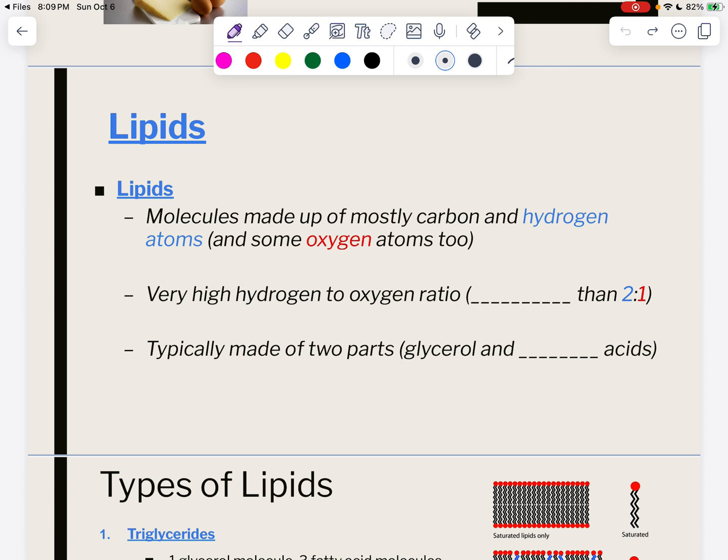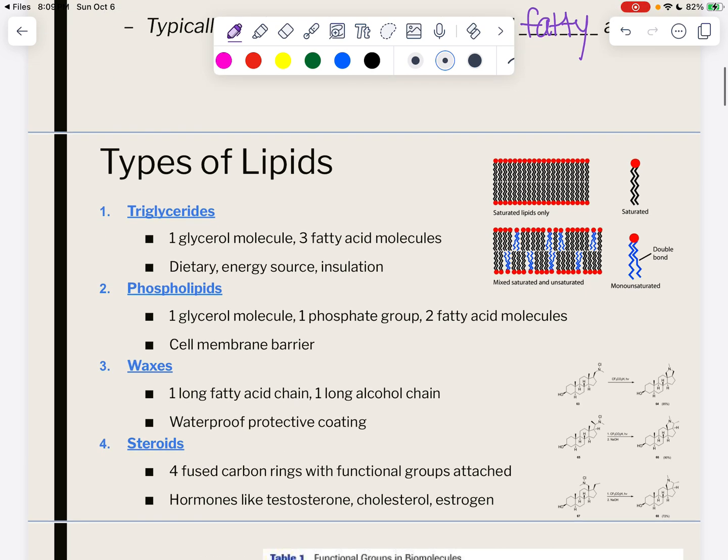Lipids are mostly made up of carbon and hydrogen atoms and some oxygen atoms as well. So we would consider lipids organic. They're very high in hydrogen to oxygen ratio, much more than 2-to-1. And they're typically made of two parts, a glycerol and a fatty acid. If you recall, fatty acids are some of the building blocks of lipids, and glycerols are as well. So let's take a look at some examples of lipids that we might find.